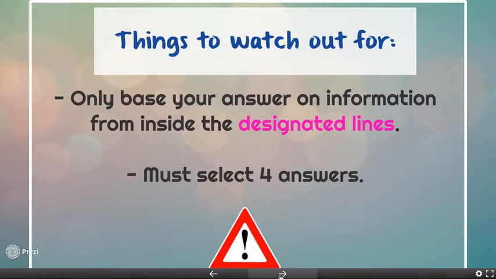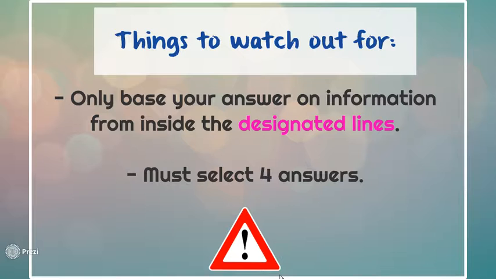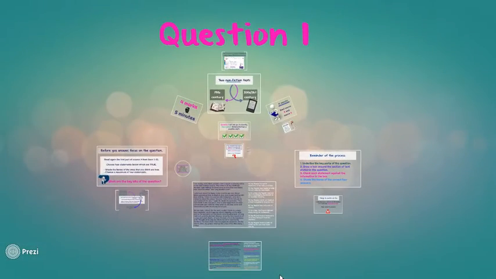Just some things to watch out for on this question, not many of them. Only base your answer on the information from inside the designated lines, as we've already discussed, and then just make sure that you select only 4 answers. And that is question 1 of paper 2.